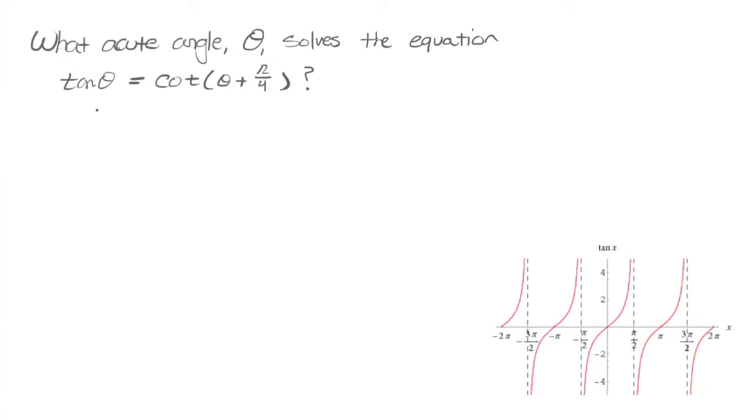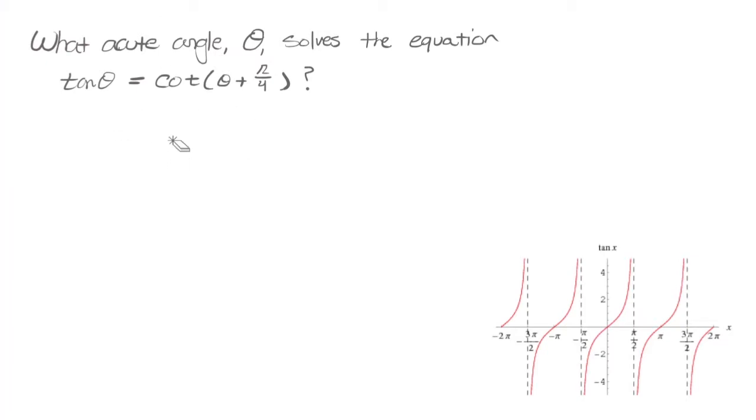So today we take advantage of cofunctions to solve the problem given here. What acute angle theta solves the equation tan theta equals cotangent of theta plus pi over 4? So this is saying there is an angle such that if you take the tangent of that angle, it would be equal to the cotangent of that angle plus pi over 4.